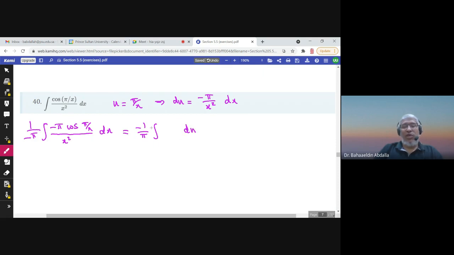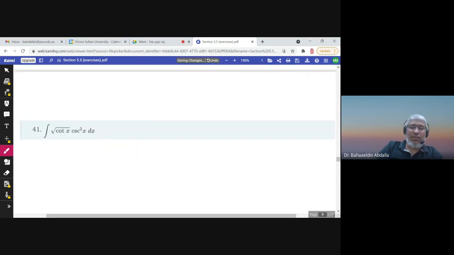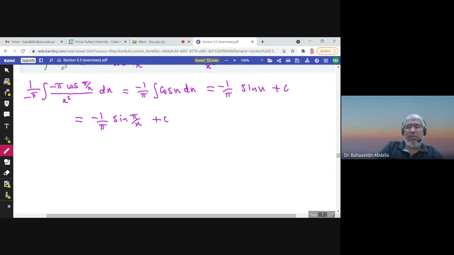and this is cosine of pi over x, which is u. Integral of cosine is sine. u is pi over x. All right.